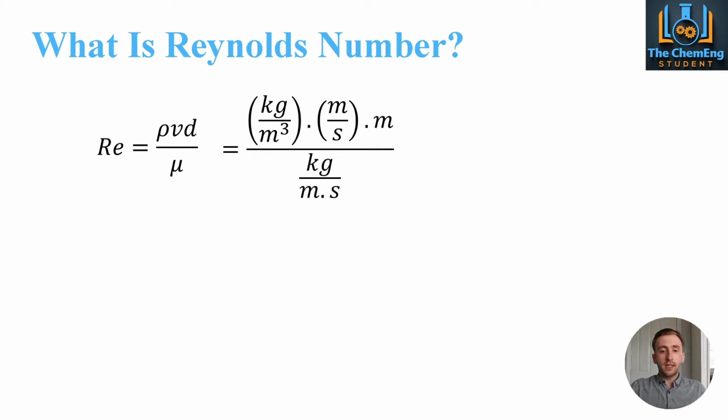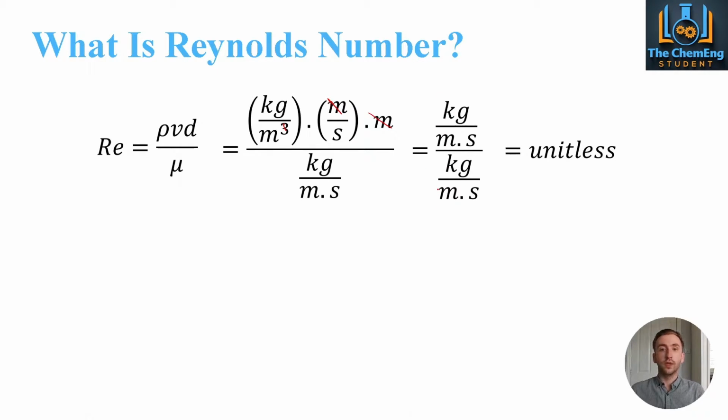Now, if we take a look at the actual proof here, then what we can see is by sheer manipulation of the units, we have kilograms per meter cubed times meters per second times meters. So the meters will cancel each other out, and that'll leave you with meters. So you have kilograms per meter second, and you'll notice that these are exactly the same on the top and the bottom, so they become unitless.